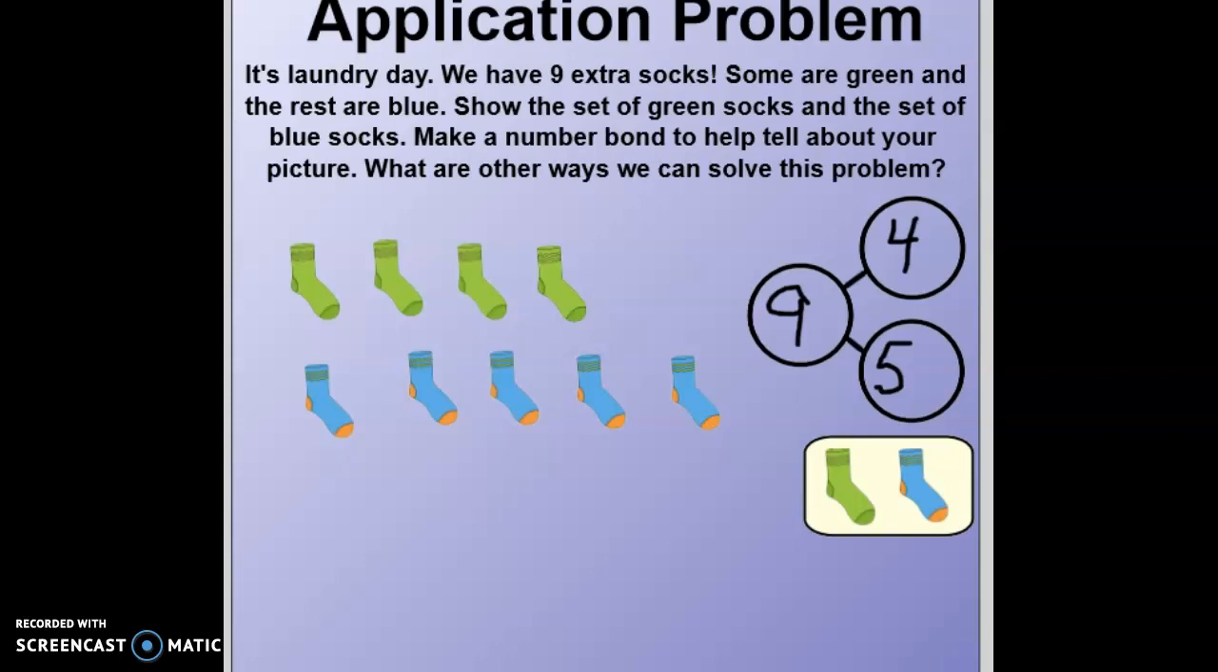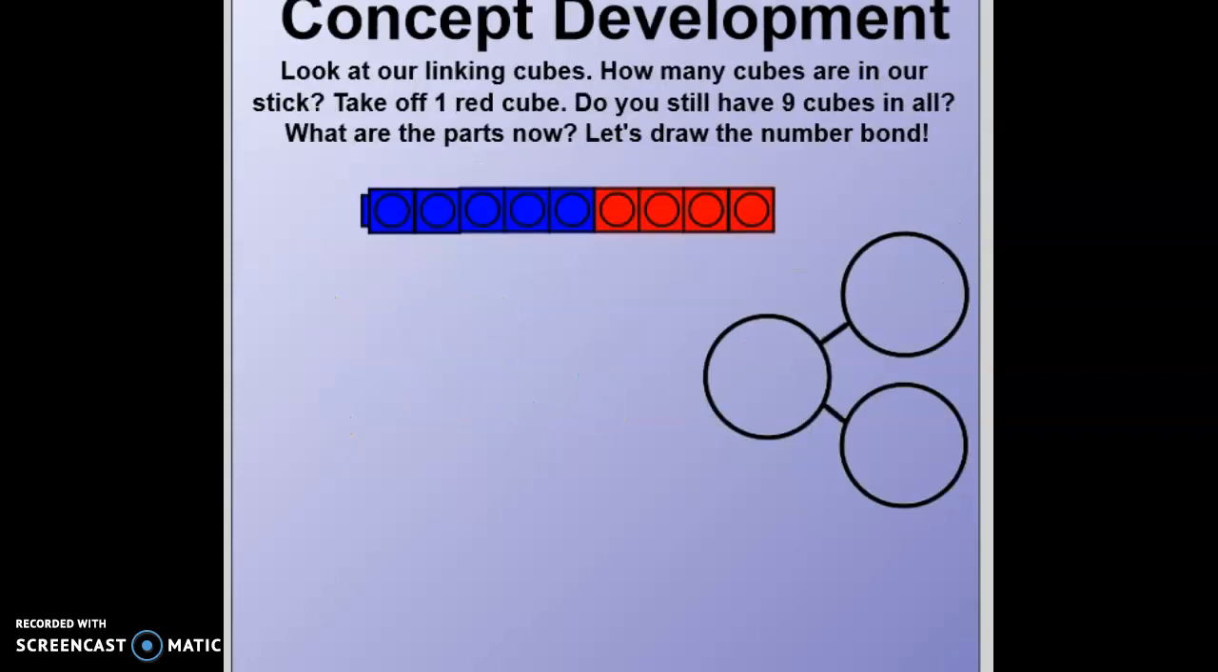Now, I know we've been doing a lot with separating the parts by color, but today they're going to separate them just into 2 different groups. So we're going to have to switch our brain over a little bit, okay? Let me show you what I mean. So it says, look at our linking cubes, and we have to figure out how many there are, and then take 1 red cube off.